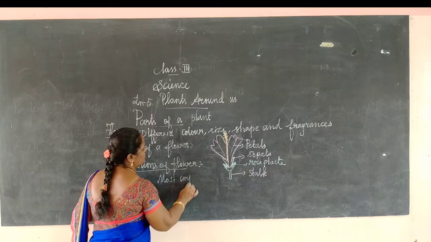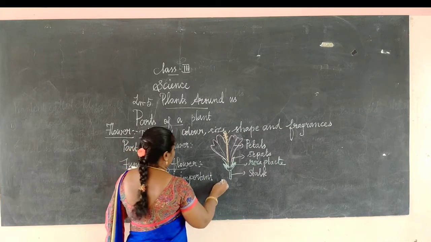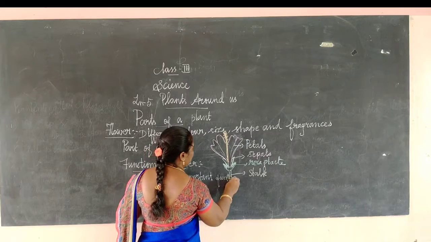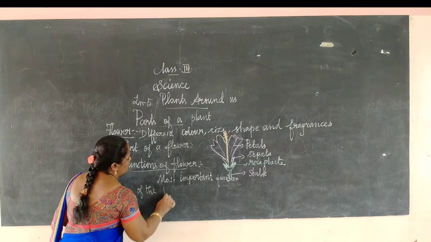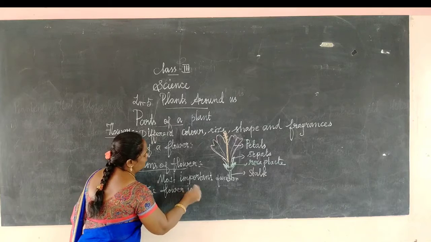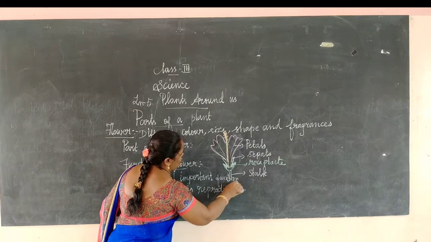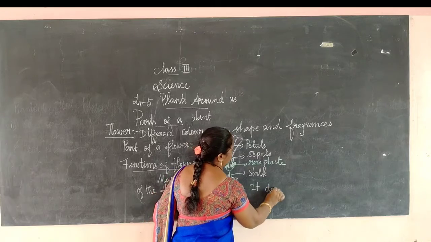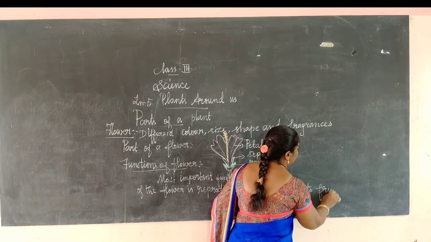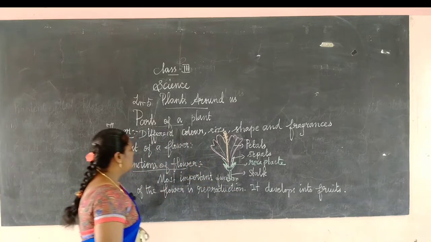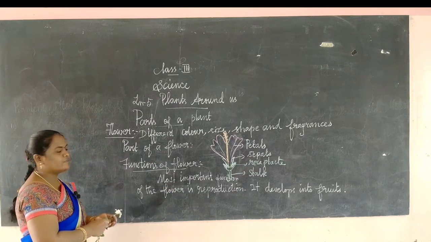The most important function of the flower is reproduction. It develops into fruits. The flowers develop into fruits. Okay, so the most important function of the flower is reproduction. It develops into fruits.